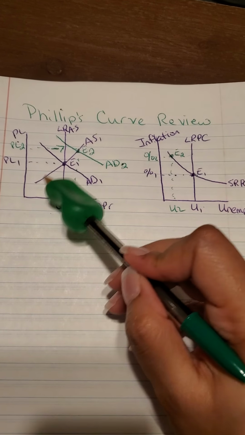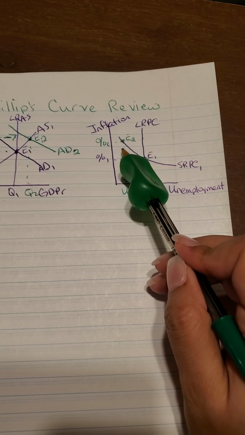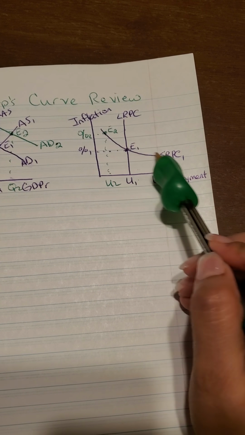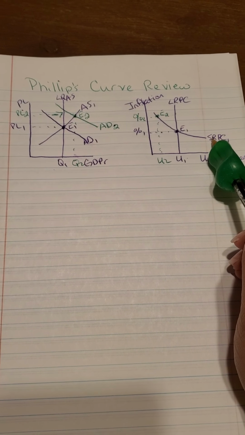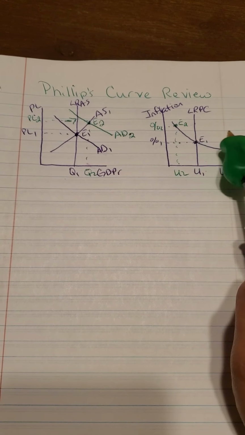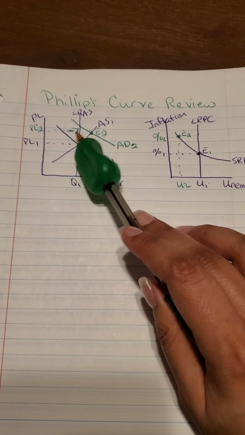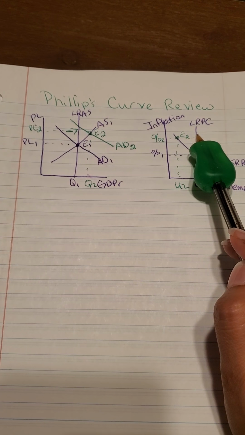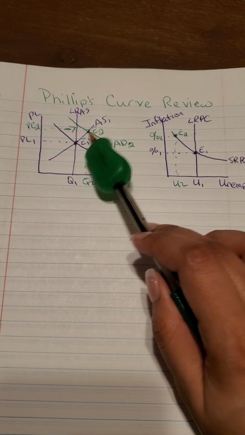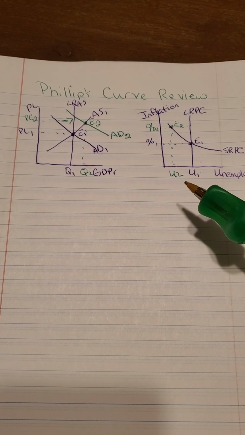Notice how we only have one short-run aggregate supply curve, so we will only have one short-run Phillips curve. That's how you can check yourself. If you have two short-run aggregate supplies, then you will have two short-run Phillips curves on this side. All you're doing is reading what happened to price level, it went up. What happened to the unemployment rate? Inflationary gap means it went down. So we moved over here, and that's how we got to that point.